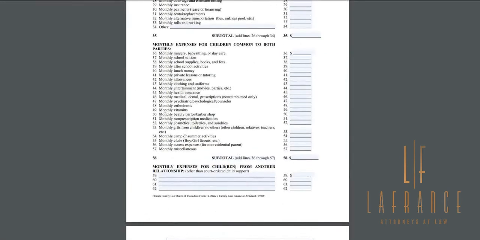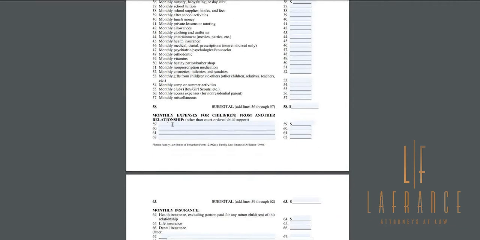So again, make sure you complete all of these entries for expenses for the kids. And if you have kids from another relationship, again, there are some lines here where you can put whatever those items might be that you're paying and how much they are on a monthly basis.